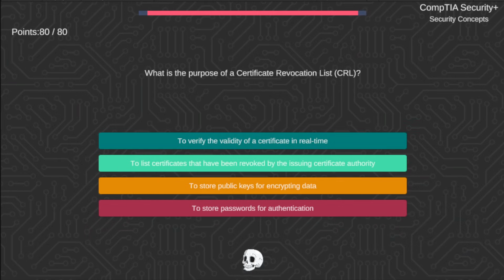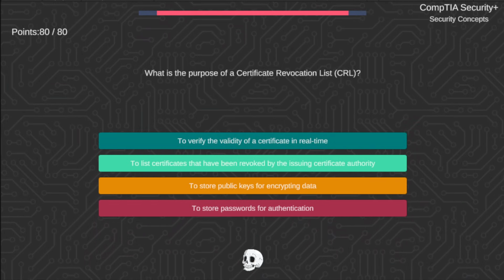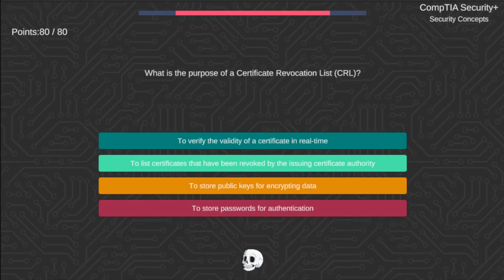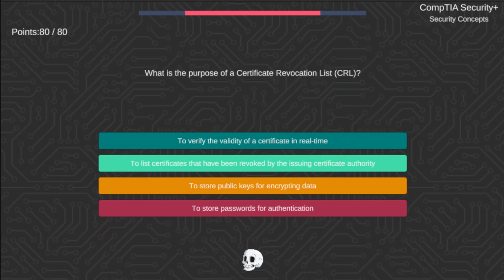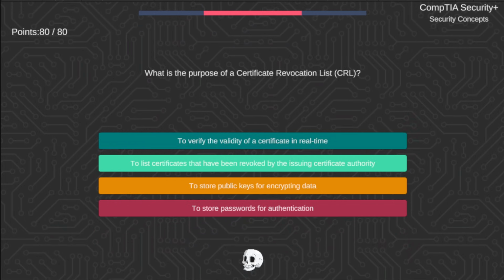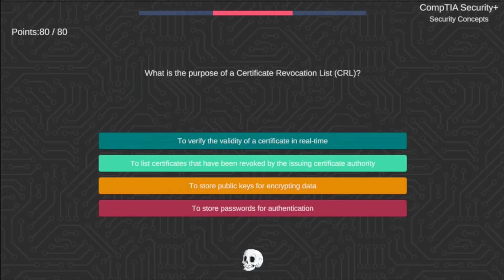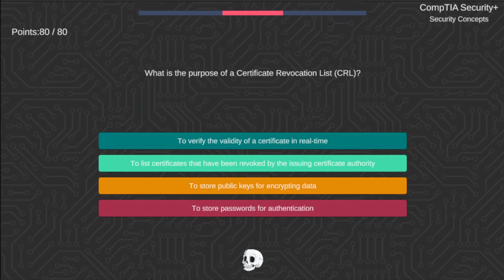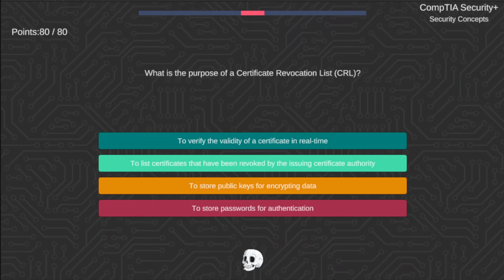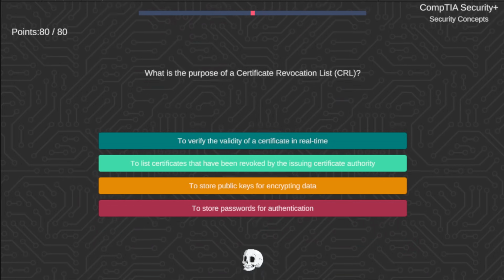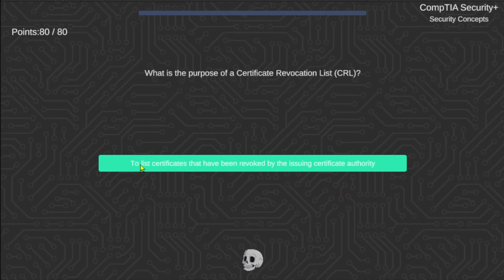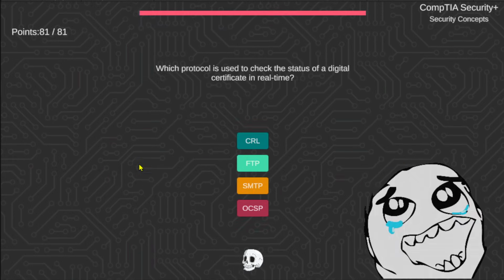What is the purpose of a certificate revocation list, CRL? To verify the validity of a certificate in real time, to list certificates that have been revoked by the issuing certificate authority, to store public keys for encrypting data, or to store passwords for authentication. The purpose of a certificate revocation list. Think about what a certificate revocation list does. Every word in that. Correct answer is to list certificates that have been revoked by the issuing certificate authority.